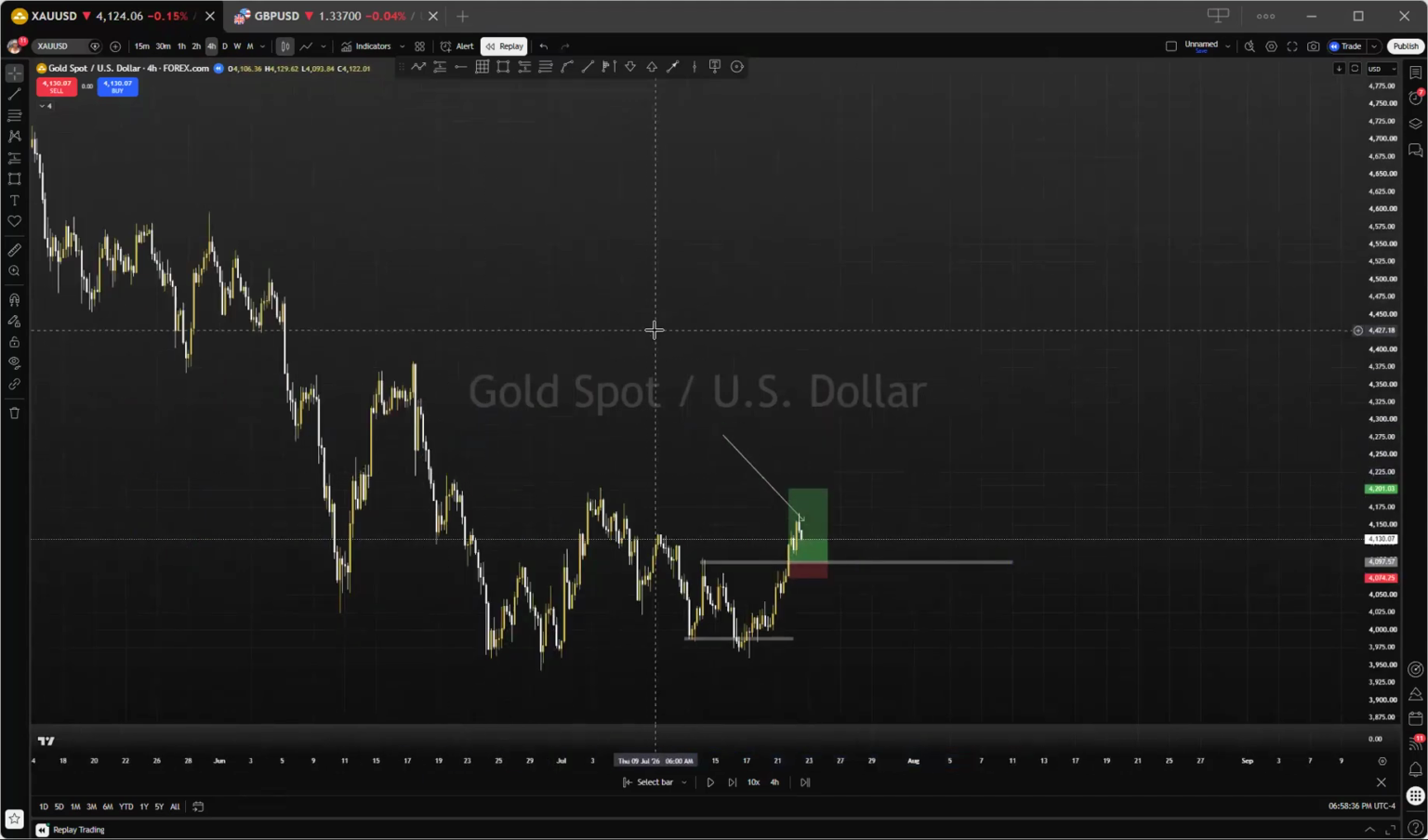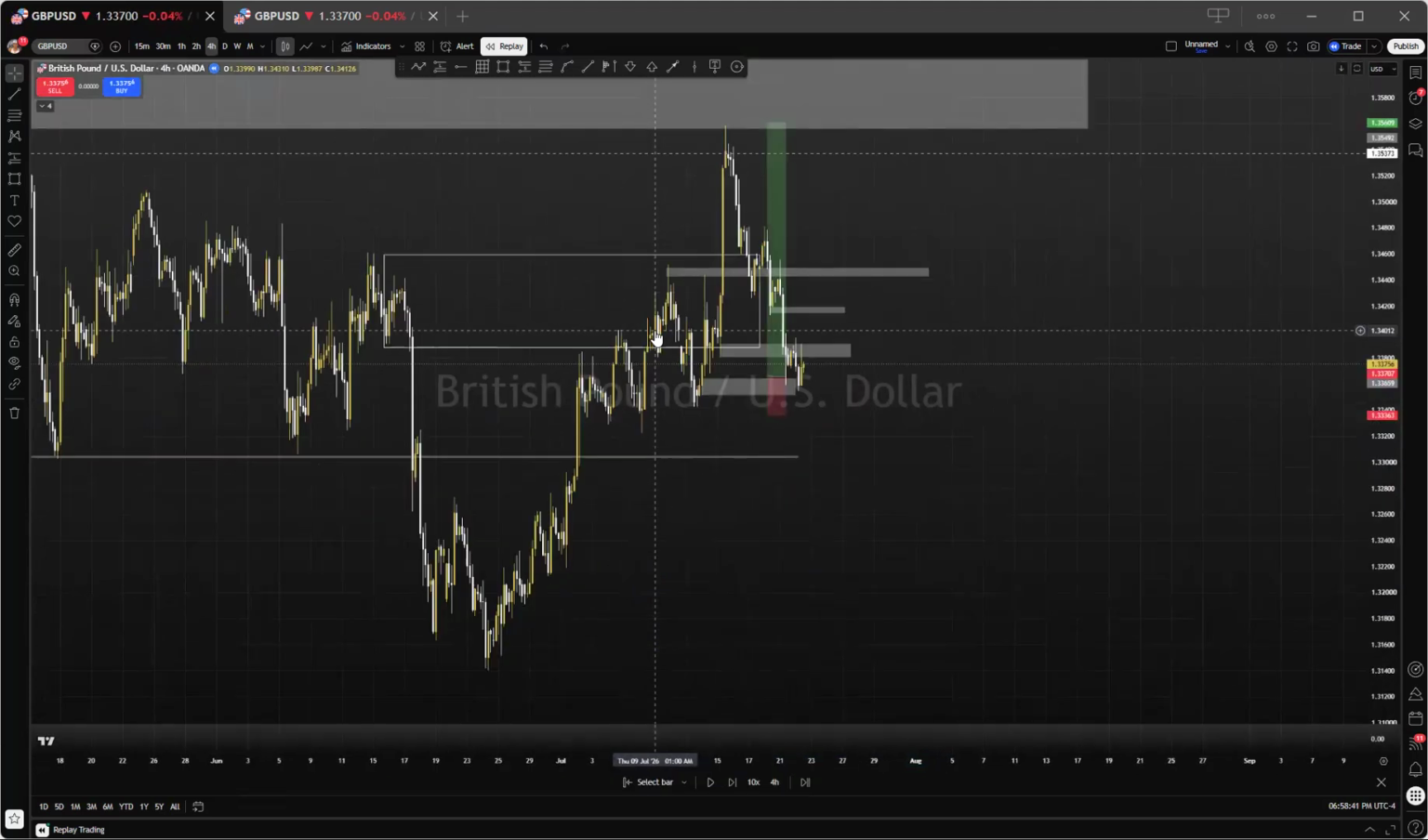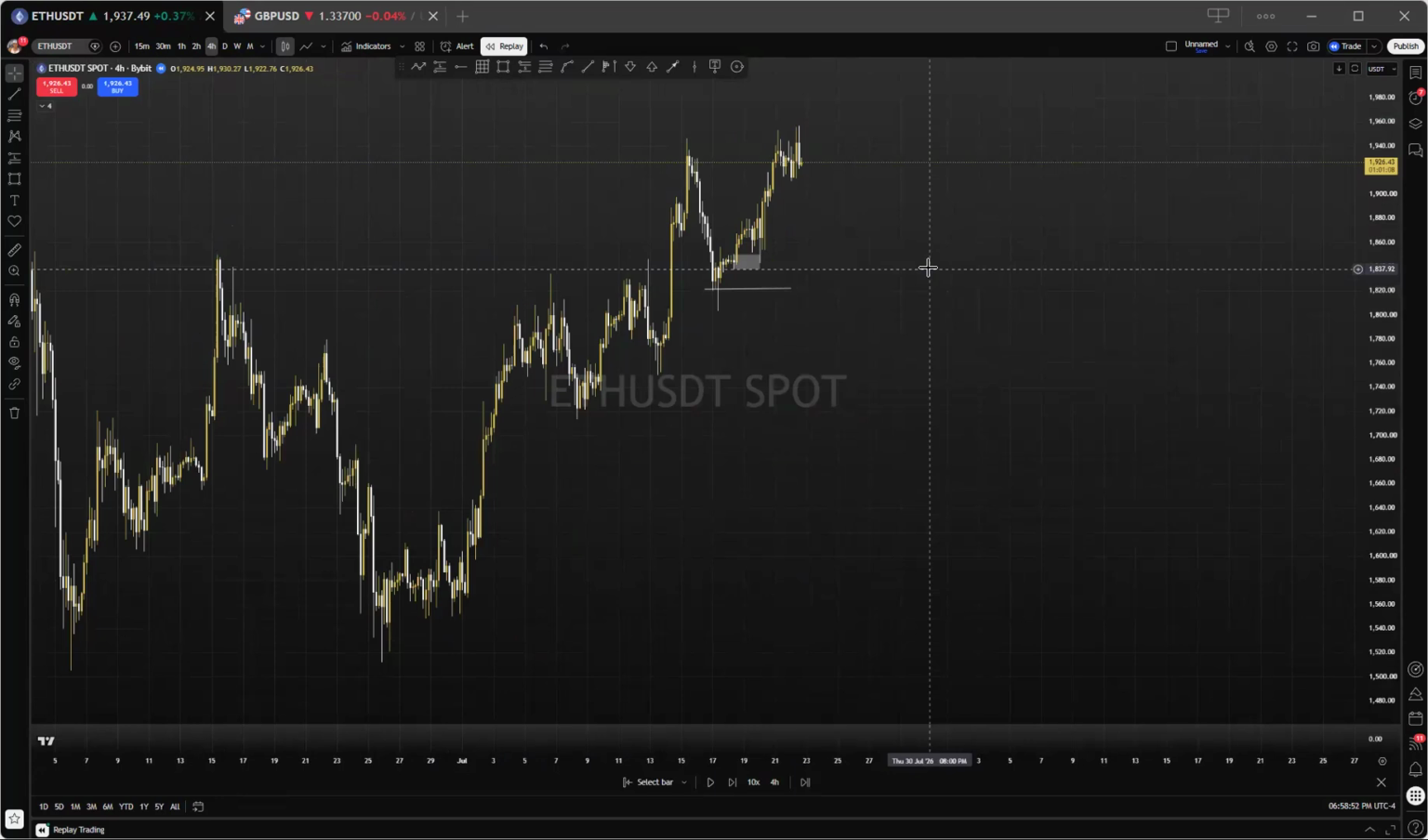Another trade he posted was, so I marked up this trade based on supply and demand, but I'm still waiting for it to come above here before I start looking for a buy.